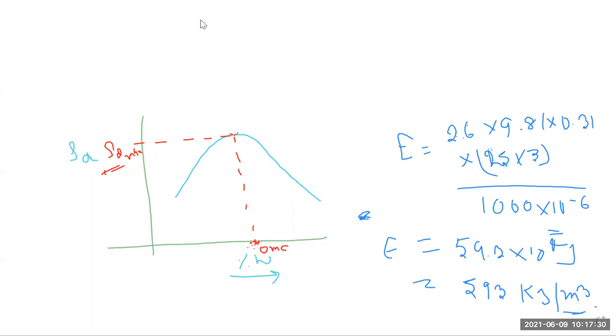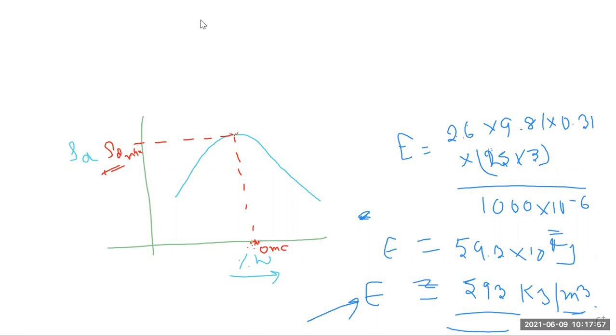Energy per unit volume. This value is clear. Everyone is getting the same value. So the energy used for the Indian standard compaction test is 593 kilojoule per meter cube.